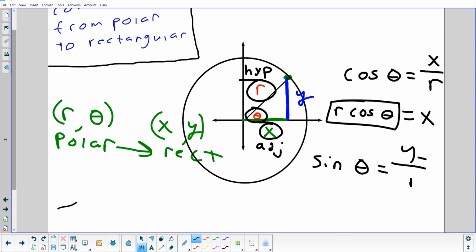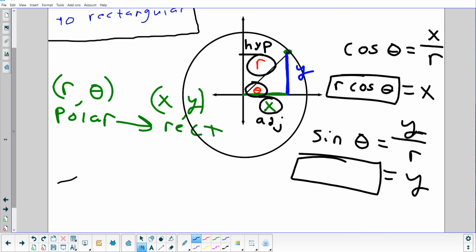And again, the whole goal is to figure out a formula for y. So what would go in that box? r sine. Yep. And those are the two formulas that you use to convert something in polar to rectangular. You use the cosine to get the x value, and you use the sine to get the y value.